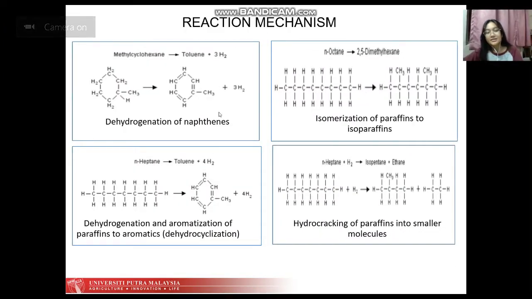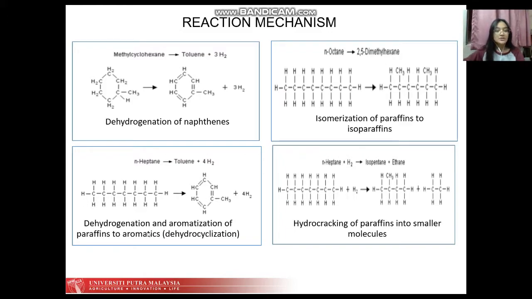So these are the reaction mechanisms involved in the catalytic reforming of naphtha. First, it's the dehydrogenation of naphthene. Here we can see that hydrogen molecules are being removed from methylcyclohexane, which is the naphthene, to form toluene in an aromatic form. Next is the isomerization of paraffins to isoparaffins. So here the paraffin is octane and it is isomerized to form 2,5-dimethylhexane.